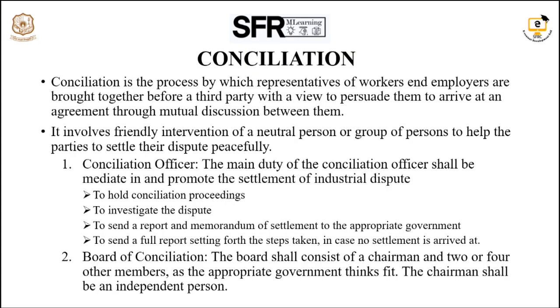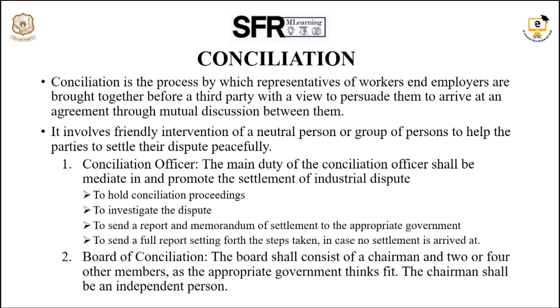To send a full report setting forth the steps taken in case no settlement has been arrived at. The conciliation officer shall submit his report within 14 days from the date of commencement of the conciliation proceeding. The Act prohibits strikes and lockouts during the conciliation proceedings. The duty of the conciliation officer is non-judicial in nature. After reporting that no settlement could be arrived at, a conciliation officer is deprived of making further efforts to bring about a settlement. The conciliation officer has no power to force a settlement. He can only persuade and assist the parties to reach an agreement.